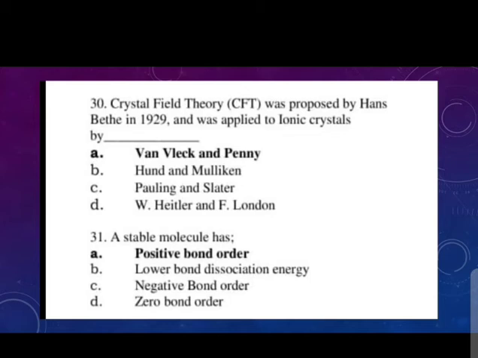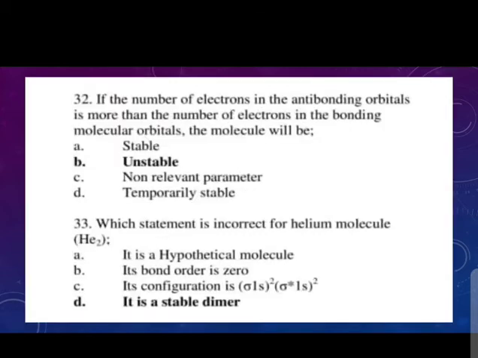Van Vleck and Penney. In next question, a stable molecule has A. Positive bond order, B. Lower bond dissociation energy, C. Negative bond order, and D. Zero bond order. So our correct option is A. Positive bond order.